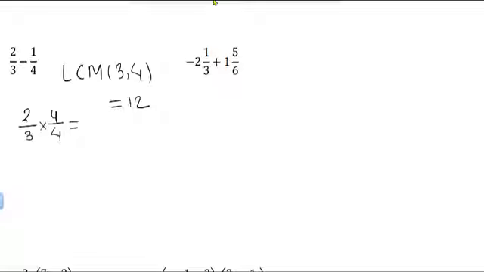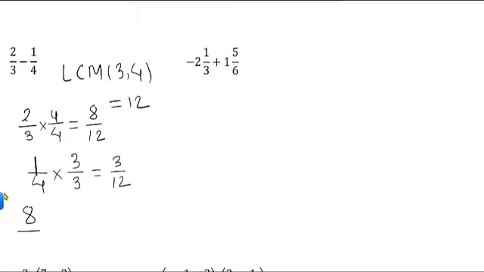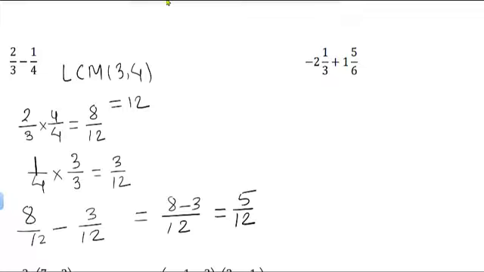So this will be 8 divided by 12. Now the next, 1 divided by 4, change into denominator 12 by multiplying by 3. And this is 3 by 12. So simply what we have to do is 8 divided by 12 minus 3 divided by 12, which equals 8 minus 3 divided by 12, and simply that is 5 divided by 12.